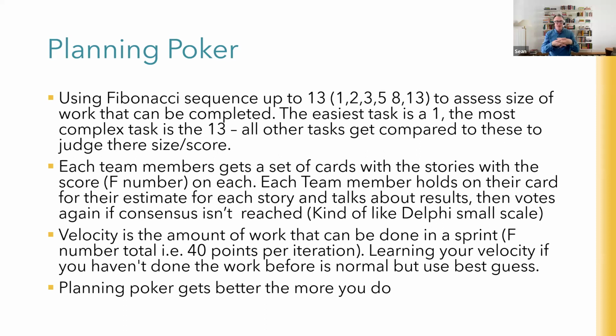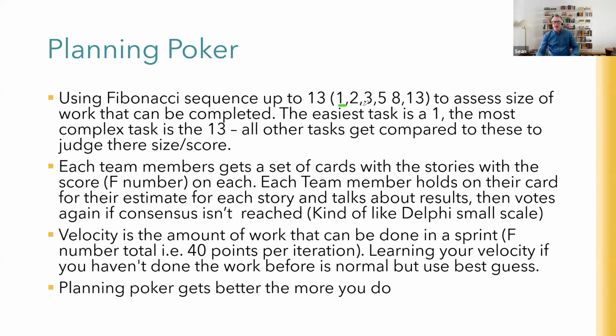But a simple way to do it is using the Fibonacci sequence on your planning poker cards. And the Fibonacci sequence here, if you don't know it, takes one number, takes the next number in line, adds those two together to get the next number. So 2 plus 1 equals 3, 3 plus 2 equals 5, 5 plus 3 equals 8, 8 plus 5 equals 13. And that's about as far as you go.